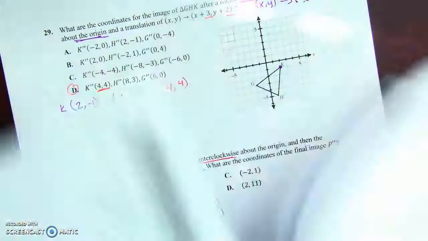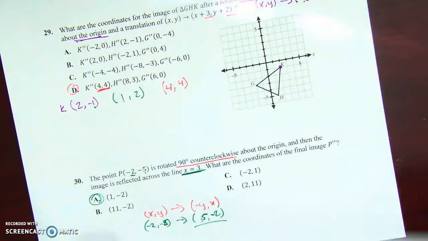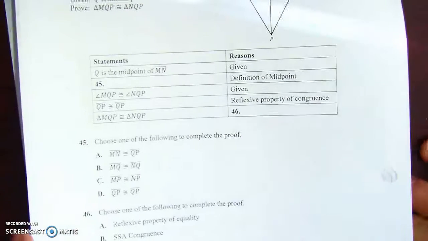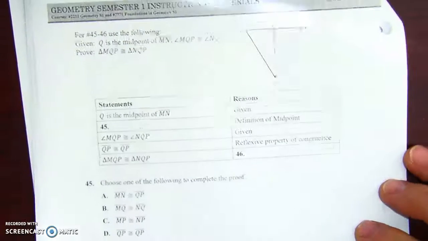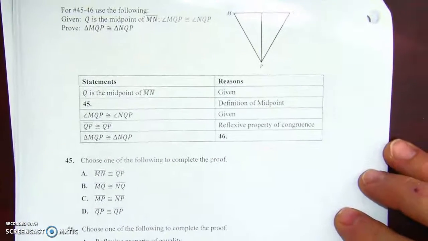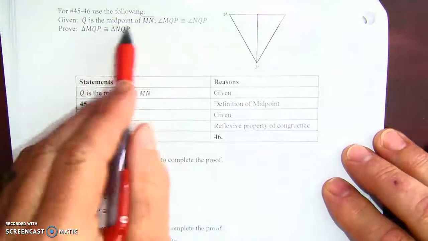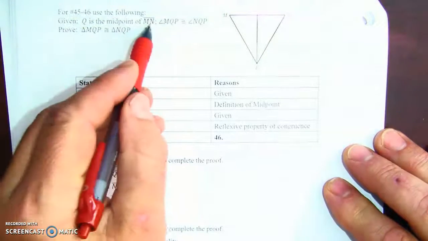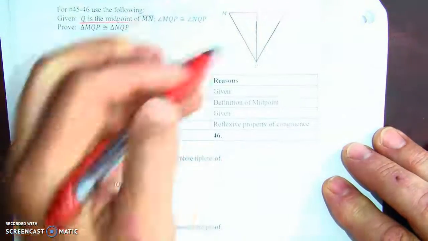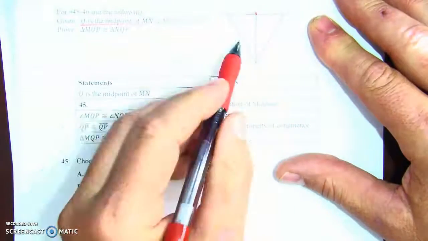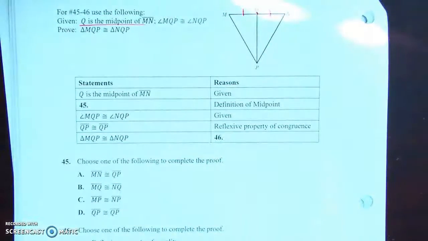All right. Moving on. 45 and 46. We're doing a proof here. Same scenario that we're working on. I can see something already, but we want to talk about our given information here first. Q is a midpoint, which is right here. That means that these two are cut in half and that these will be equal to each other.